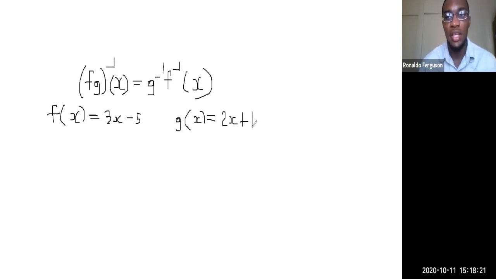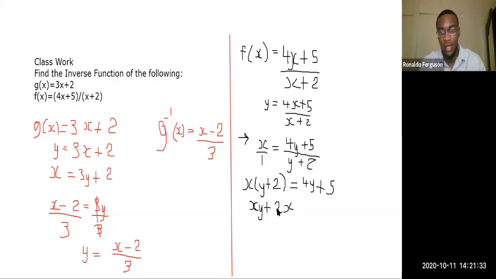And what we need to find is f inverse of x and g inverse of x, and verify that g inverse f inverse of x is fg inverse of x. So first we need to find what is fg of x. xy plus 2x is equal to 4y plus 5.